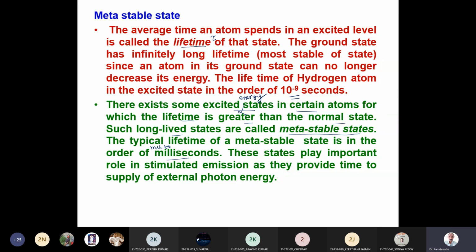So we require a metastable state for getting stimulated emission because we require some time so that the atoms are there in a given energy level. If they immediately fall down, I don't find any time to supply external energy. That's why we require some time to push all the atoms in the excited state down by supplying an external photon called a matching photon. That's why we require a metastable state for lasing action.